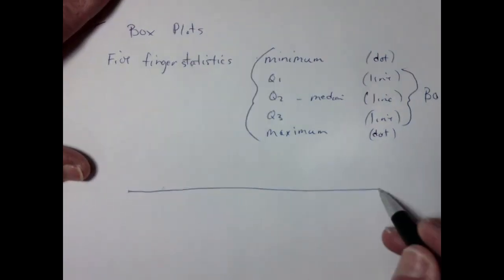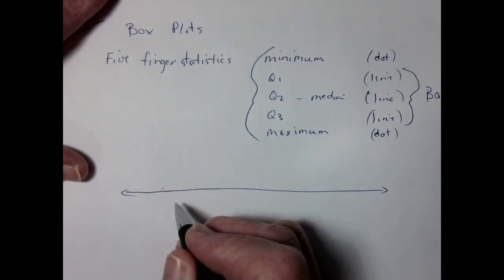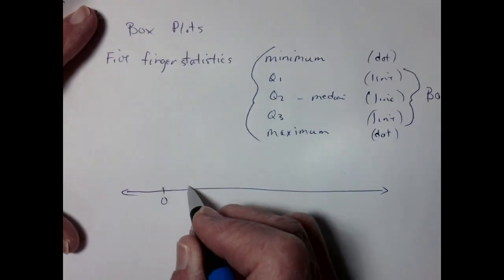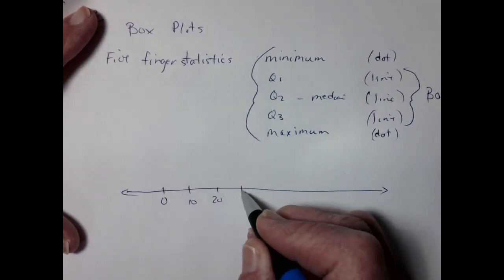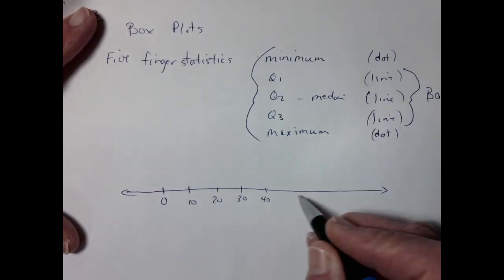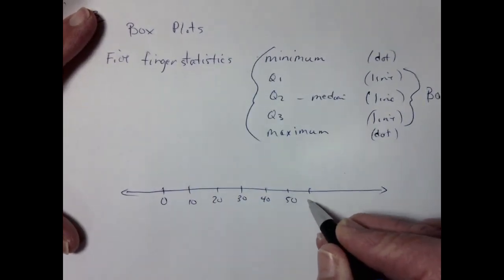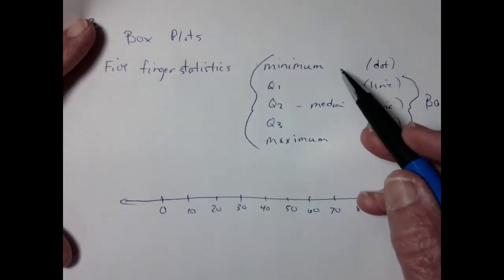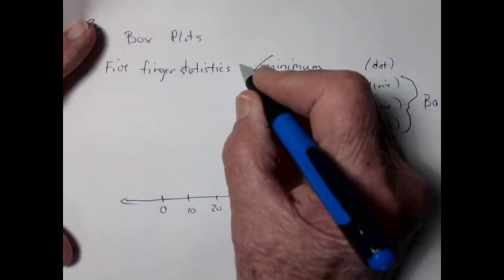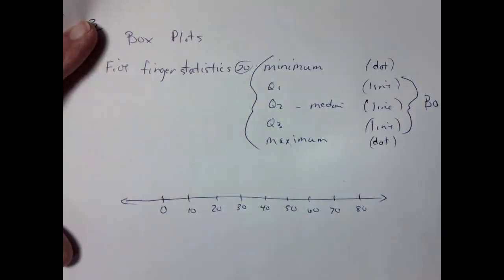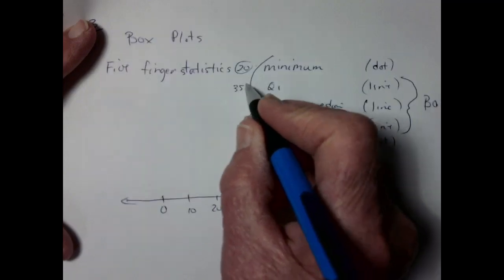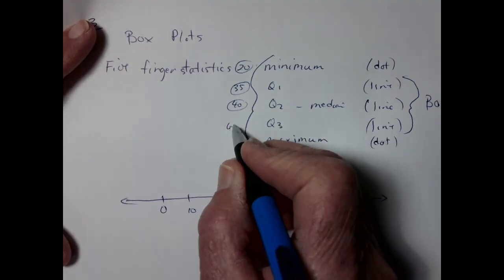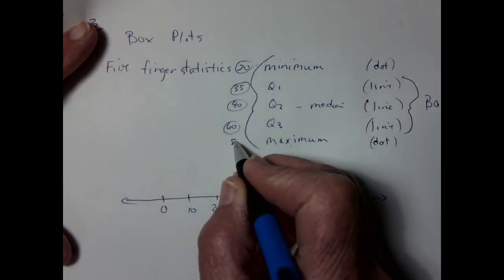So let's say we had some data, and I'll just make up some numbers to use for these. We'll make this 0, 10, 20, 30, 40, 50, 60, 70, 80. Let's say our minimum ended up being 20. I'll put them out to the side here. Our Q1 ended up being 35. Q2 was 40. Q3 was 60. And the maximum was 80.